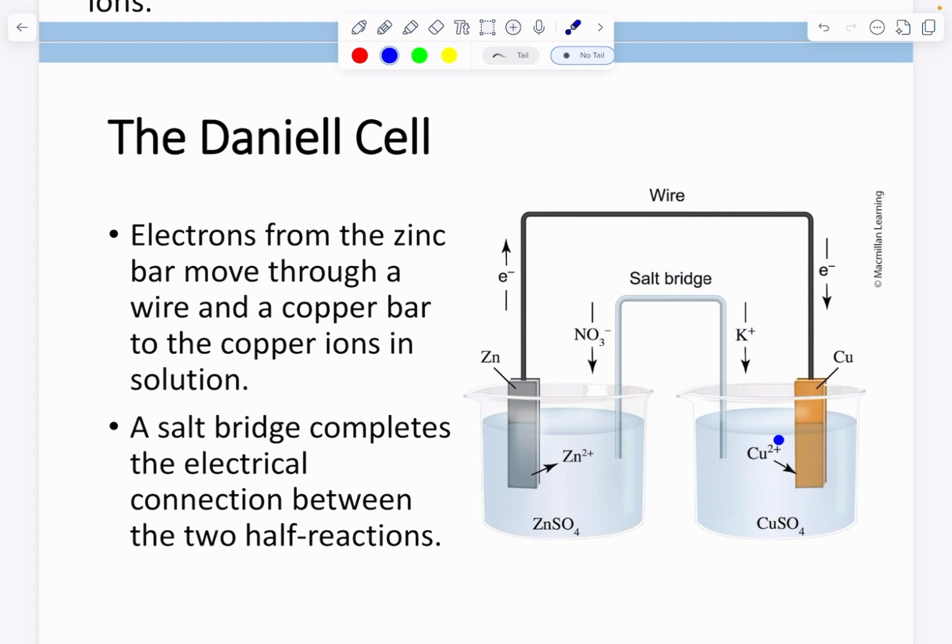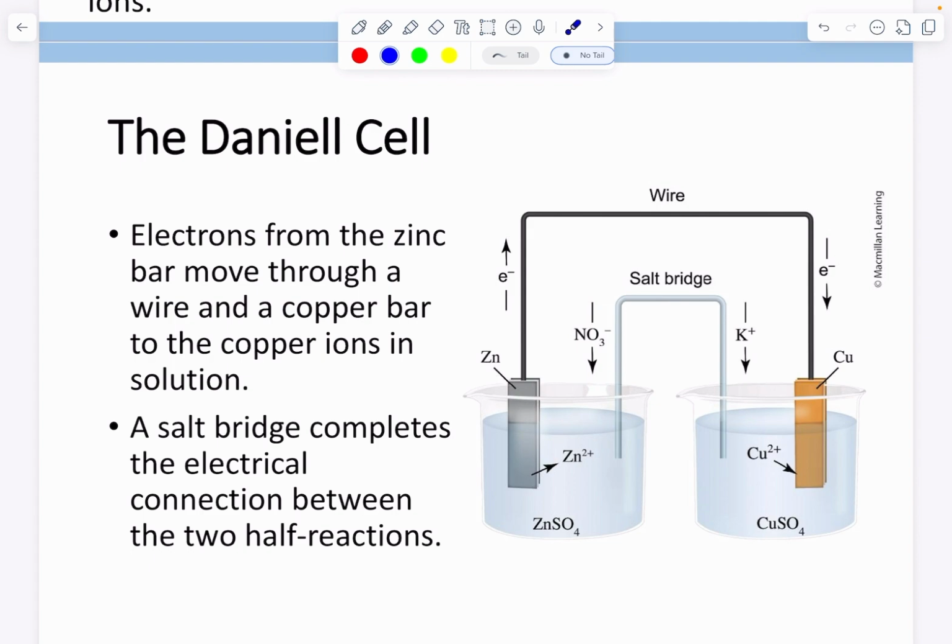A salt bridge, so this will balance the charge. This is just nitrate, which we know is a neutral ion. Same with potassium. They don't affect basicity or acidity. They're very inactive in solution, so these would be used to balance charge. So zinc can become zinc 2+, copper 2+, becoming copper.